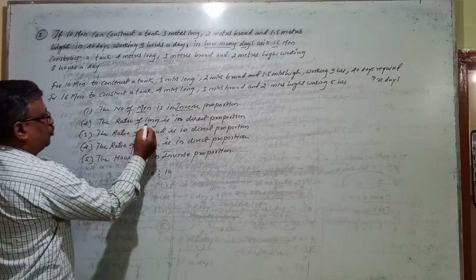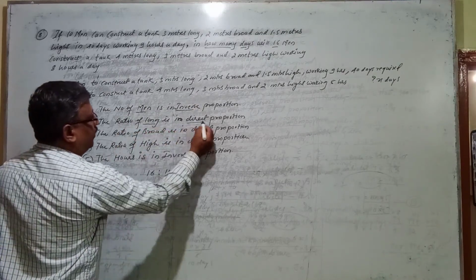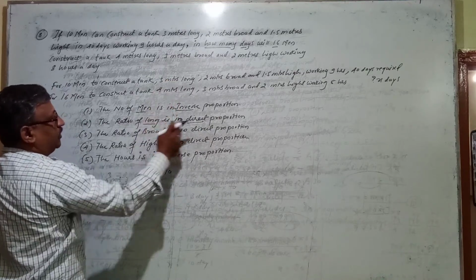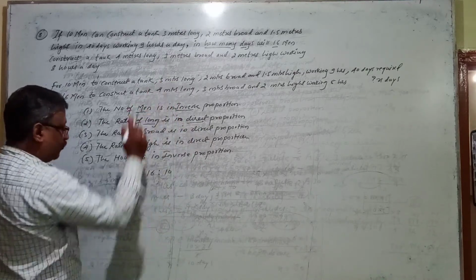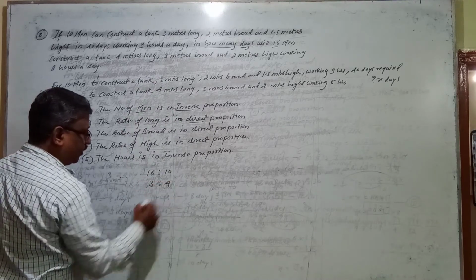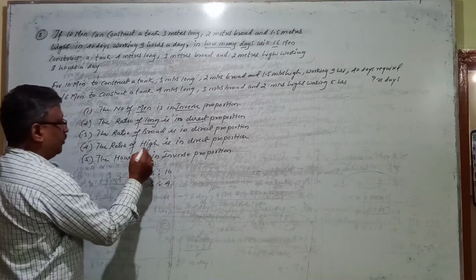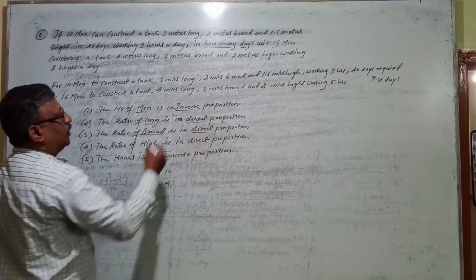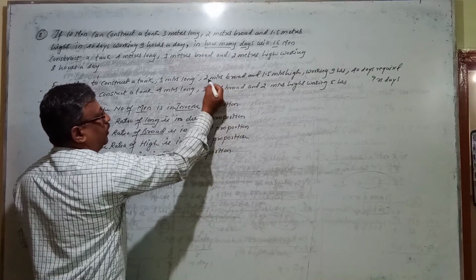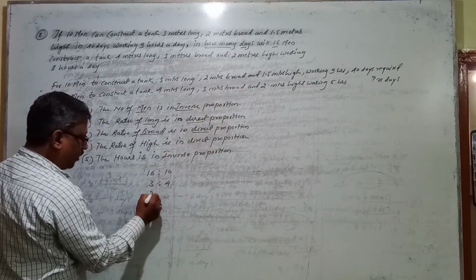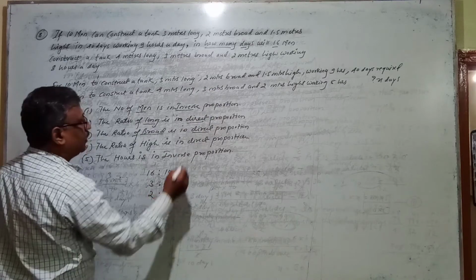Then the next ratio is of length, and it is in direct proportion. So it is written as 3:4. So you write here 3 is to 4. The next ratio is of broadness. It is also in direct proportion. Direct means it is written as 2:3. So here I write 2:3.